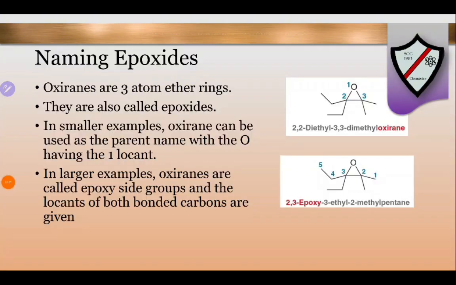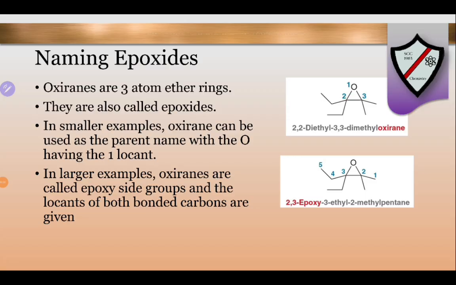So here we see the naming scheme for our epoxides, and again, these are 3-atom ether rings with 2 carbons and 1 oxygen. When we're dealing with oxirane rings that have small substituents on the side, we're going to name that as a substituted oxirane, with oxirane being the parent name of the chain. This is somewhat awkward.